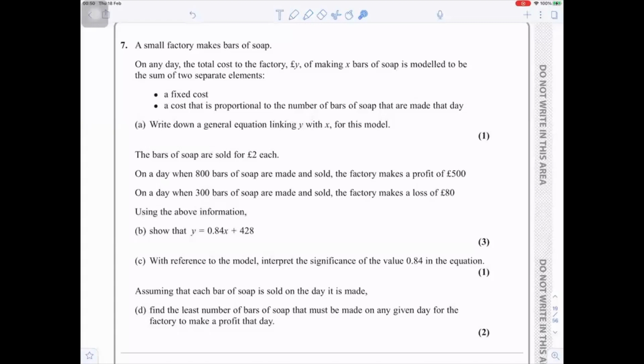Question number 7. A small factory makes bars of soap. On any day, the total cost to the factory, y pounds, of making x bars of soap is modeled to be the sum of two separate elements, a fixed cost and a cost that is proportional to the number of bars of soap that are made that day. Write down the general equation linking y and x for this model.